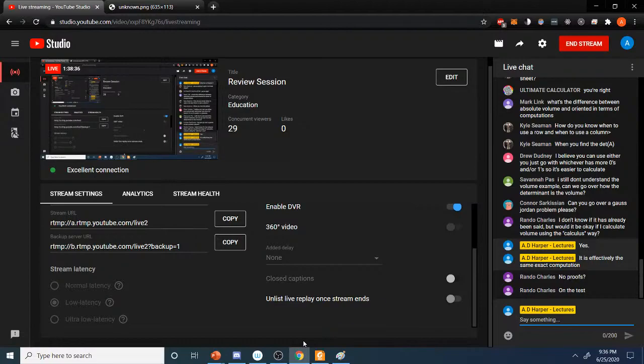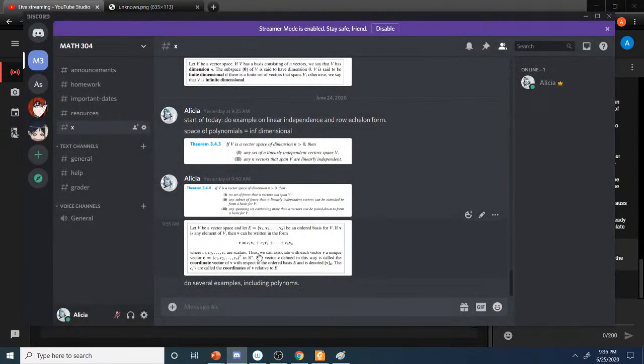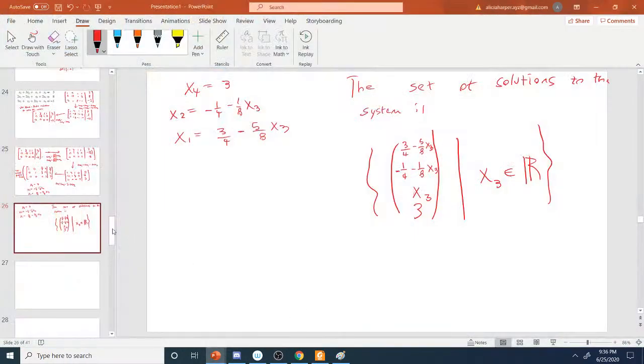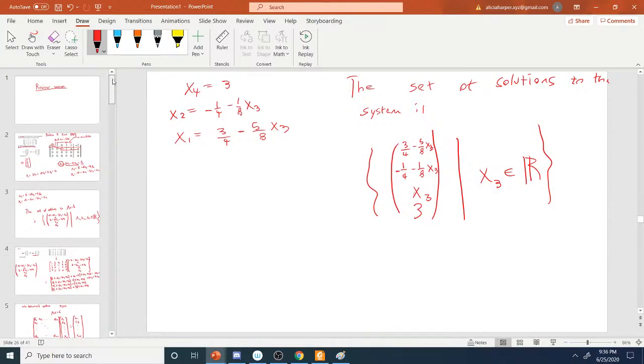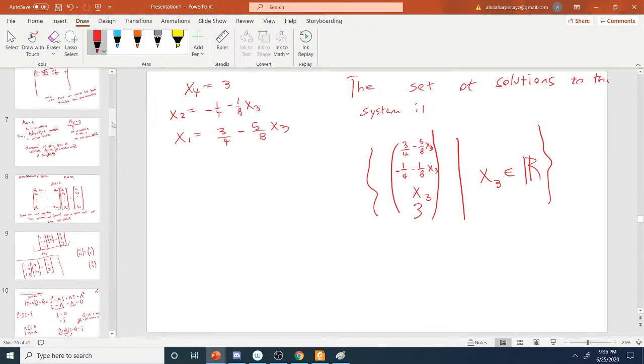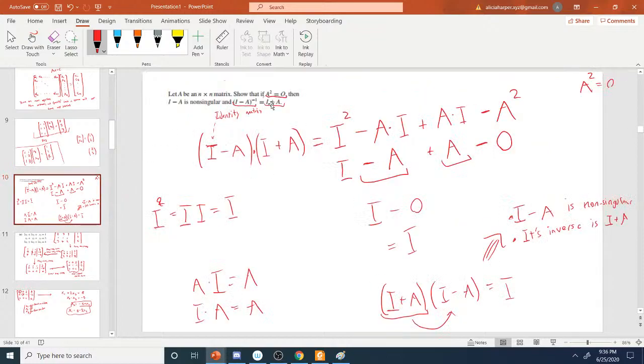Any proofs I ask of you would be very basic proofs. The closest example to a proof-like thing that I might ask would be, let's go back up here. One of the first questions we dealt with today was this one. Let A be an n by n matrix. Show that if A squared is the zero matrix, then I minus A is non-singular, and I minus A inverse is I plus A. Proving this amounts to doing a computation, basically.